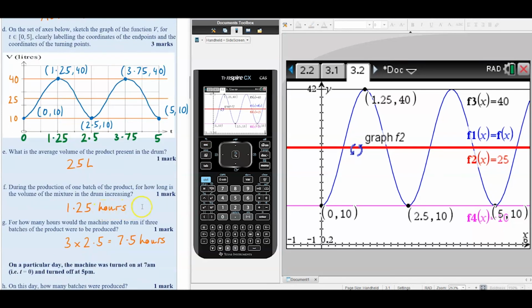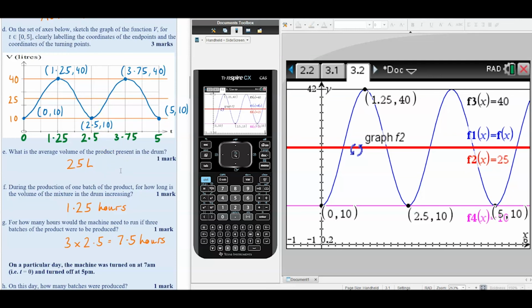During the production of one batch of the product, for how long is the volume of the mixture in the drum increasing? So that's a really interesting question. So this is where the volume is increasing between 0 and 1.25, then decreases to 2.5, and that is one full cycle of creating a batch.